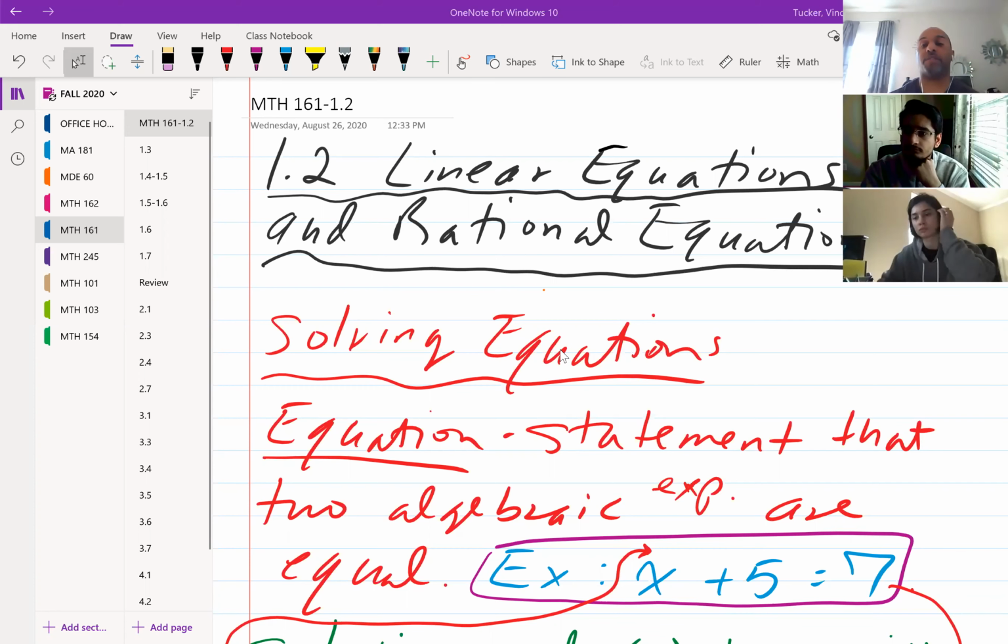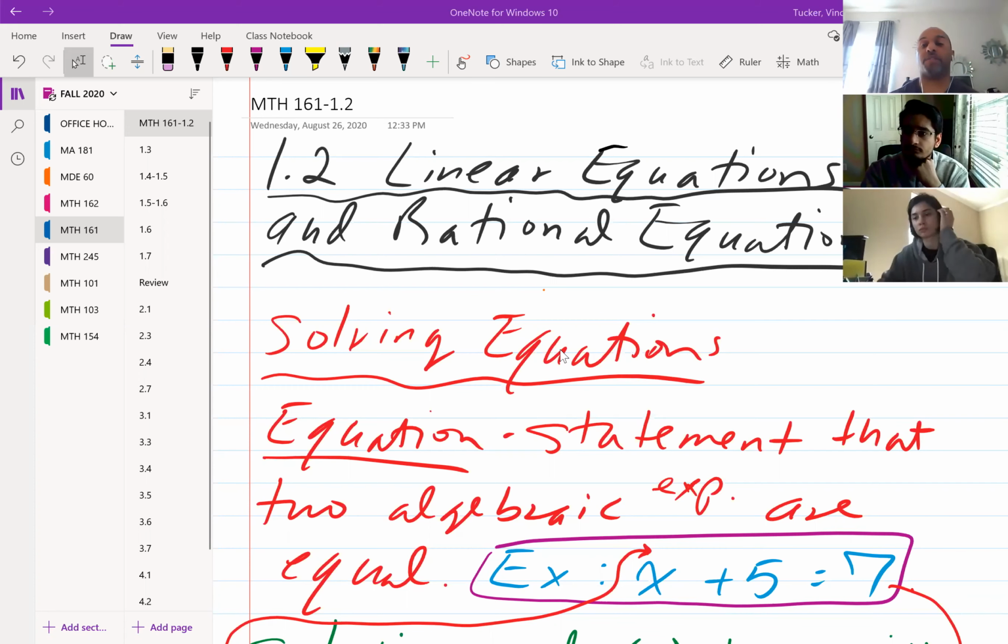So that's a simple example of that. x plus 5 is equal to 7. Just two algebraic statements that are stated to be equal. Now your solution will be the value or values, you can have more than one solution depending on the complexity of your problem, that will make an equation true. So in this case, x equal to 2 is going to be the solution for this equation. And then always remember you can plug it back into your original equation to see if it makes a true statement. So of course, 2 plus 5 is equal to 7.